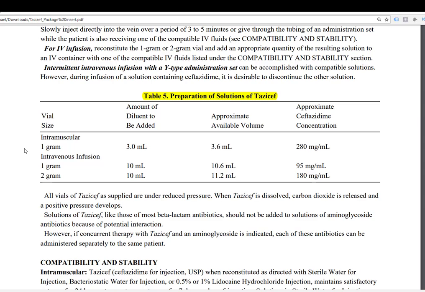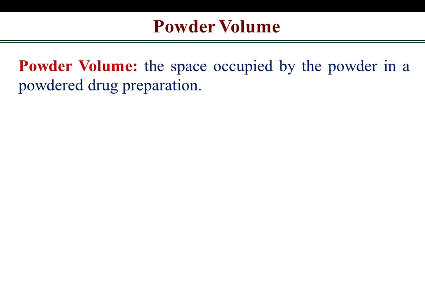So the second place you can find information on how much volume to add is in your package insert. Now that that is clear, let's talk about powder volume. We notice in a few of the examples that even though we're given the amount of volume to add, if we simply divided the quantity of the dry powder in the vial by that volume, we would end up with a different concentration than what was specified. That difference has to do with what is known as powder volume. Powder volume is essentially the space or volume occupied by the powder in the dry powdered preparation.